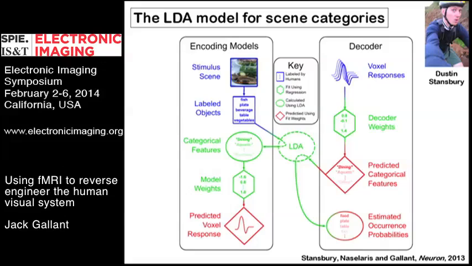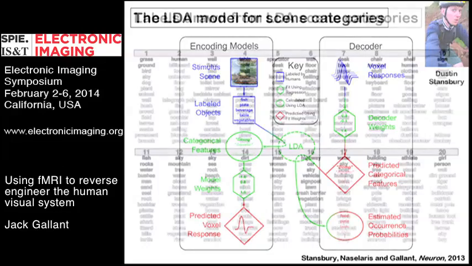So the first thing we do is we take the individual labeled objects from thousands and thousands of scenes, we give them to LDA, and it returns a bunch of categorical features that are essentially the latent categorical features of the scenes. And then we're going to use those as a feature space, and we're going to fit model weights to each and every voxel, and then we're going to get predicted voxel responses. We can also use this in a decoding mode that I'll get to at the end of the talk.